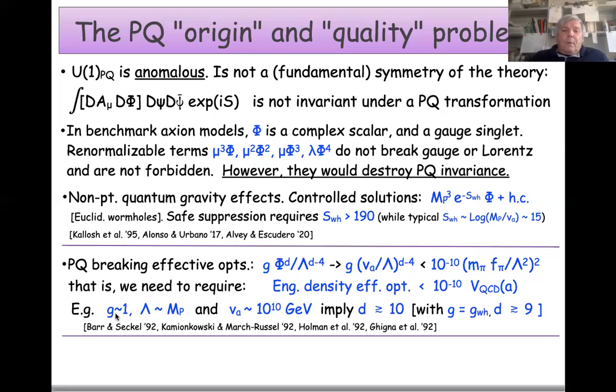To give an example, if this coupling is order 1, if lambda is the largest scale that makes sense to take in a quantum field theory, that is the Planck scale, and if the Peccei-Quinn symmetry breaking occurs around 10 to the 10 GeV, which is right in the middle of the preferred range, which is between, let's say, 5 in 10 to the 8, 5 in 10 to the 11 GeV, we get that the dimension of the operator should be larger than about 10.